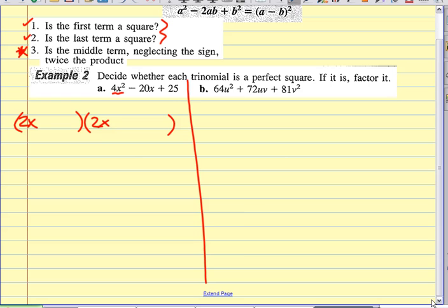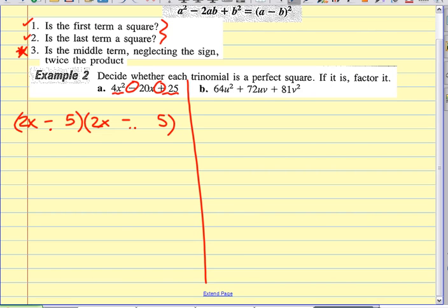All right? Maddie, is the last term a perfect square? It is. What is the square root? 5. Okay? Now, Maddie, looking at this and this, should these signs both be negative or both be positive? They should both be negative.